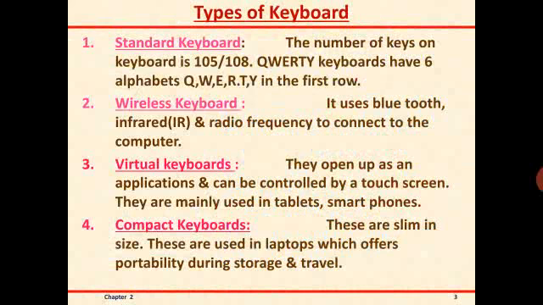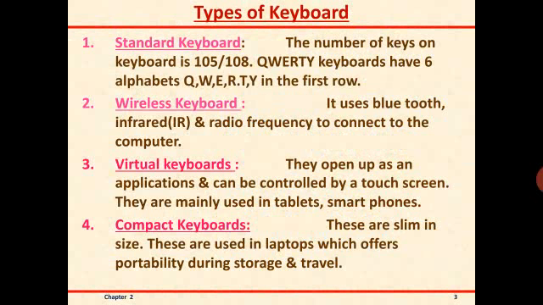Basically, there are four different types of keyboards. The first one is standard keyboard. This standard keyboard, usually we use it in the home or in schools, colleges. This keyboard consists of on an average 105 to 108 keys. These are known as QWERTY keyboard. Why? Because the alphabets QWERTY are present in the first row of the keyboard. Hence the name is QWERTY keyboard.